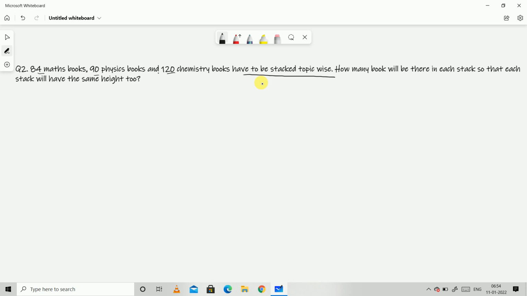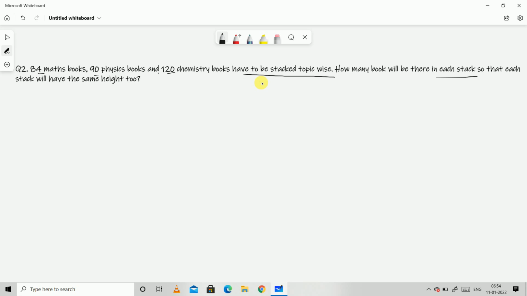Okay, so it is saying how many books will be there in each stack. See, again, each stack is a hint that it is talking about distribution, like how many books we can distribute or we can arrange, we can stack in each of the stacks, right?